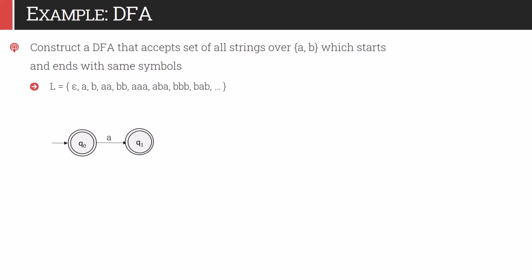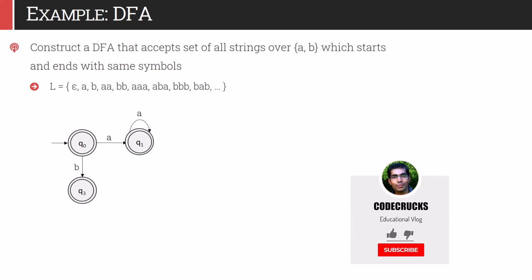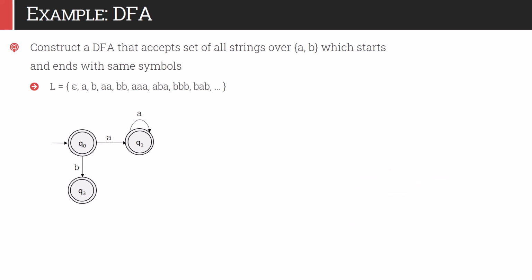When we read a single A, it is acceptable. When we read a single B, it should be acceptable. Right? Then if we read a second A, that is acceptable. 3 A's acceptable, 4 A's acceptable. So only A's are all valid strings, because they are starting with A and ending with A. Similarly, if we read only B's, then also that is valid. Now we have to adjust the arcs of B so that we can have different combinations of A and B.